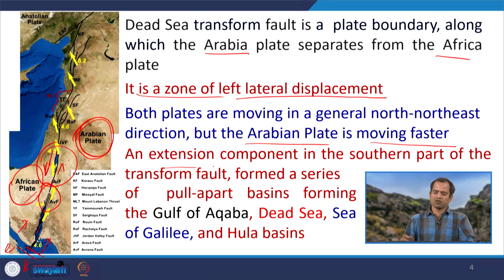The extension component of the southern part of this transform fault formed a series of pull apart basins: here the Gulf of Aden, the Dead Sea, the Sea of Galilee and the Hula basins. These are the different basins developing at different parts, and they are nothing but pull apart basins. What the pull apart basins are, we will talk about in detail in the next class.